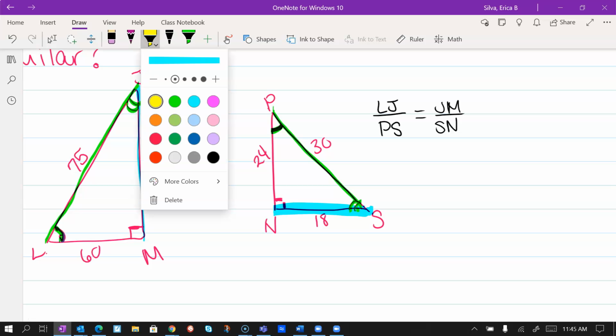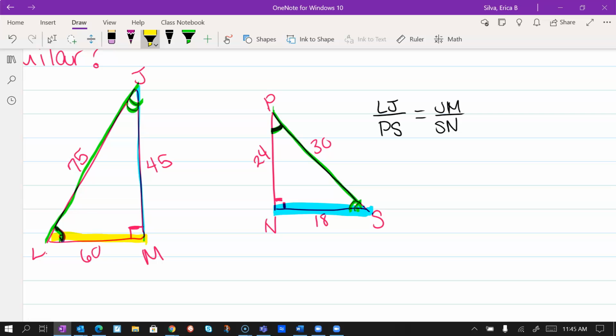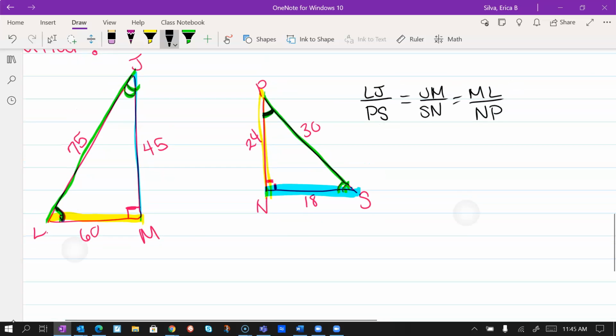And then lastly, we go from 90 degrees to the one arc. That's M and L. And then from the 90-degree to the one arc, that's N and P. All right, and now all we have left is to substitute the values.